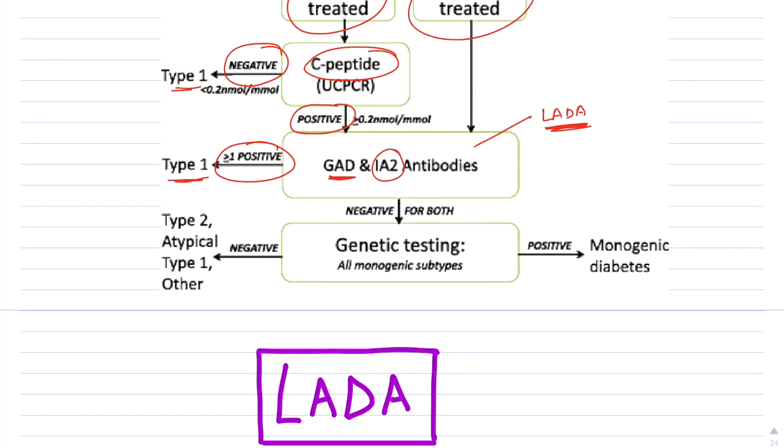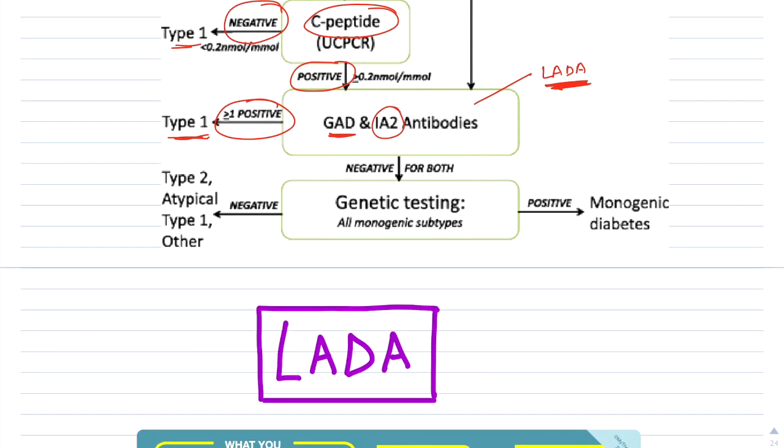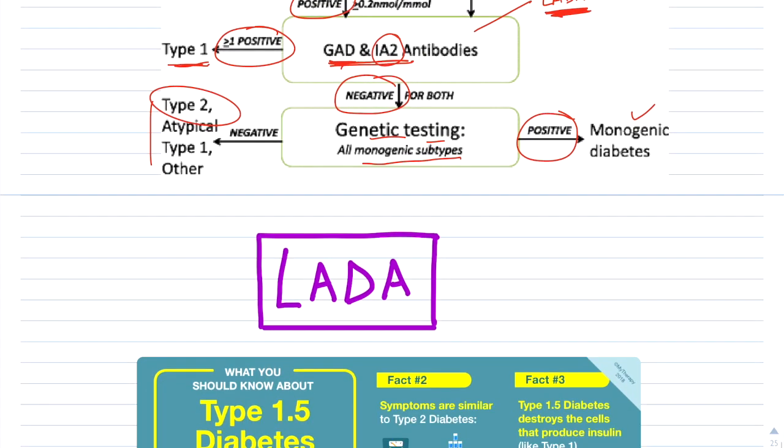These two antibodies can be positive in type 1 or latent autoimmune diabetes of adults. If, however, these autoantibodies are negative and the C-peptide is positive, then we can go for genetic testing for all the monogenic types of diabetes. If the genetic testing is positive, we can diagnose monogenic diabetes. If these are negative, then it can be type 2 diabetes or atypical type 1.